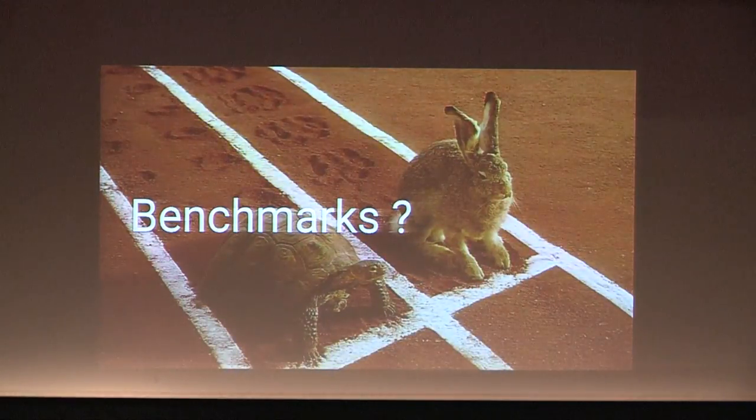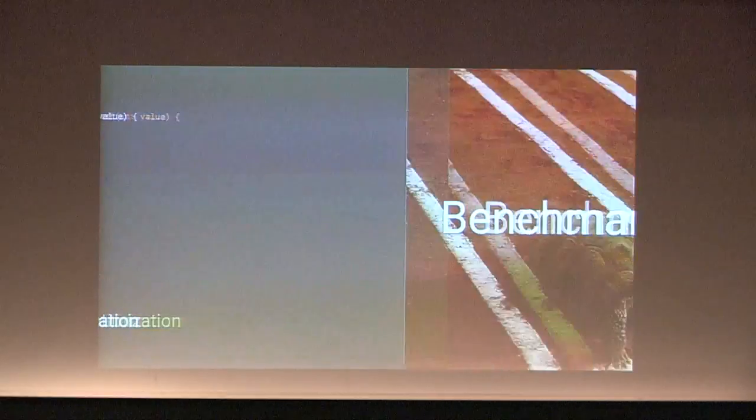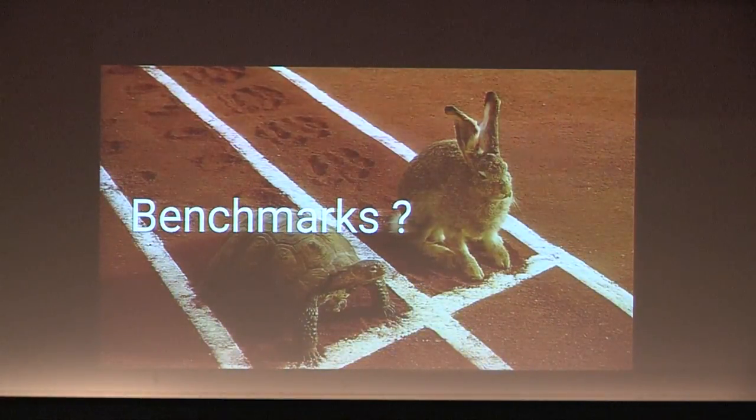So if you really care about performance here, what you can do is, if you have a lot of cases and one of the cases is not a simple list, you can put that in the else statement and do another when there. And then the first one is going to use table switch, the second one is not.